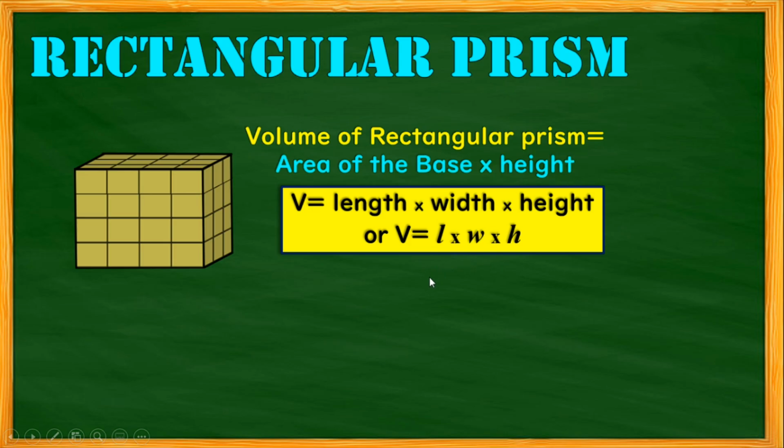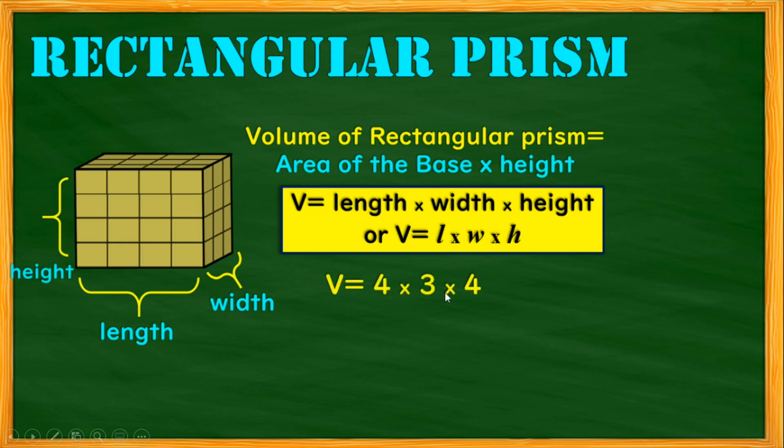Now substituting the values, we have the length is 4 units, the width is 3 units, and the height is 4 units. Substituting to the formula, the length is 4, 1, 2, 3, 4. The width is 3, 1, 2, 3. And the height is 4, 1, 2, 3, 4. Then multiply it all together. The answer would be 48 cubic units. So that would be the process on how to find the volume of the cube and rectangular prism.